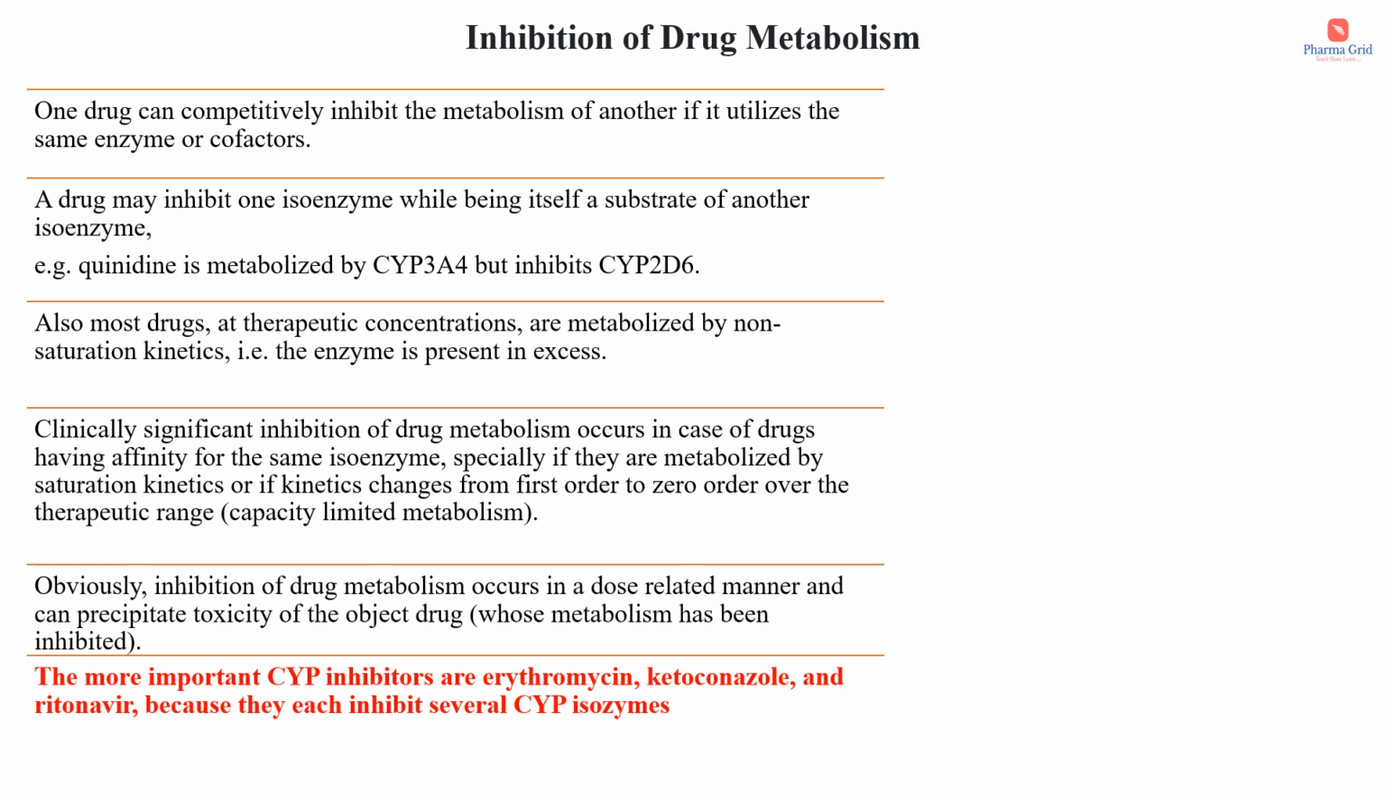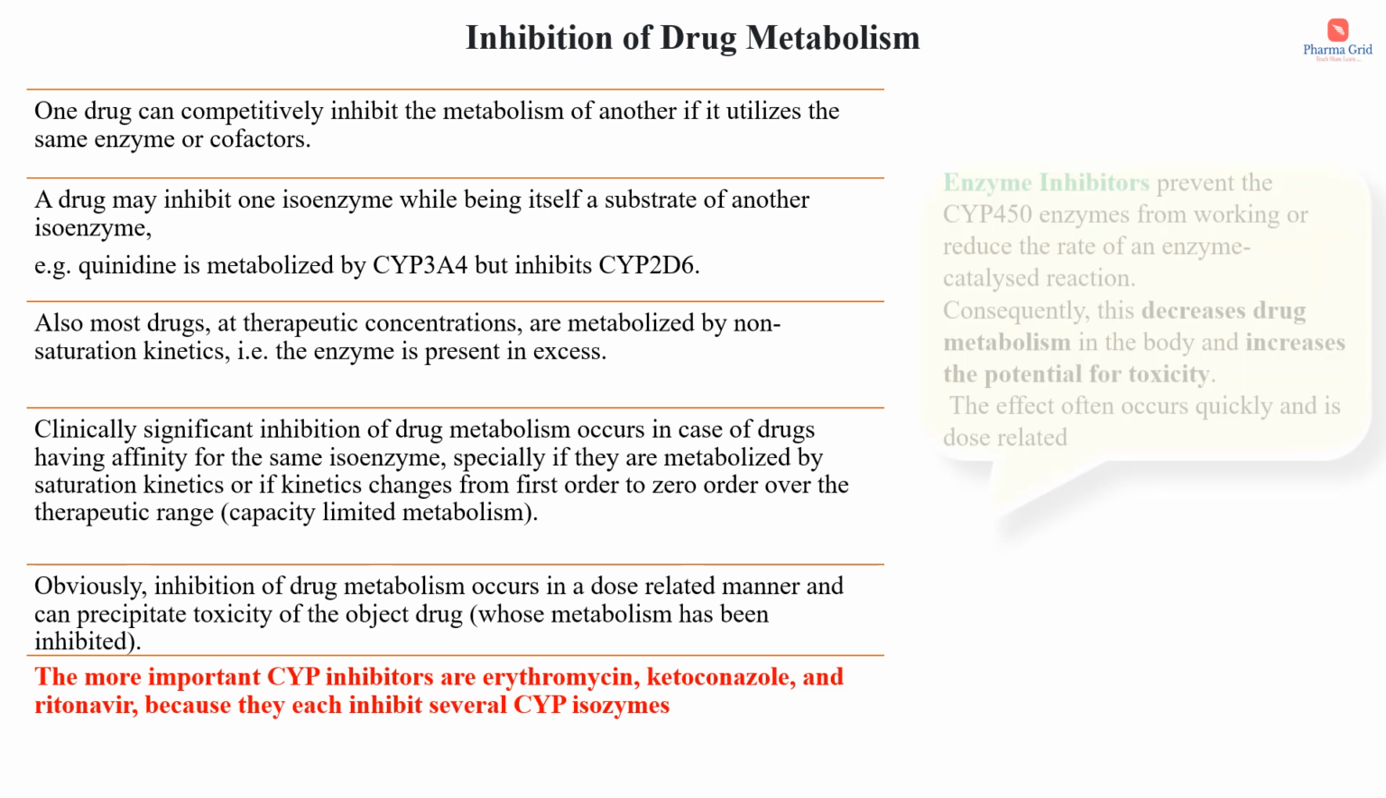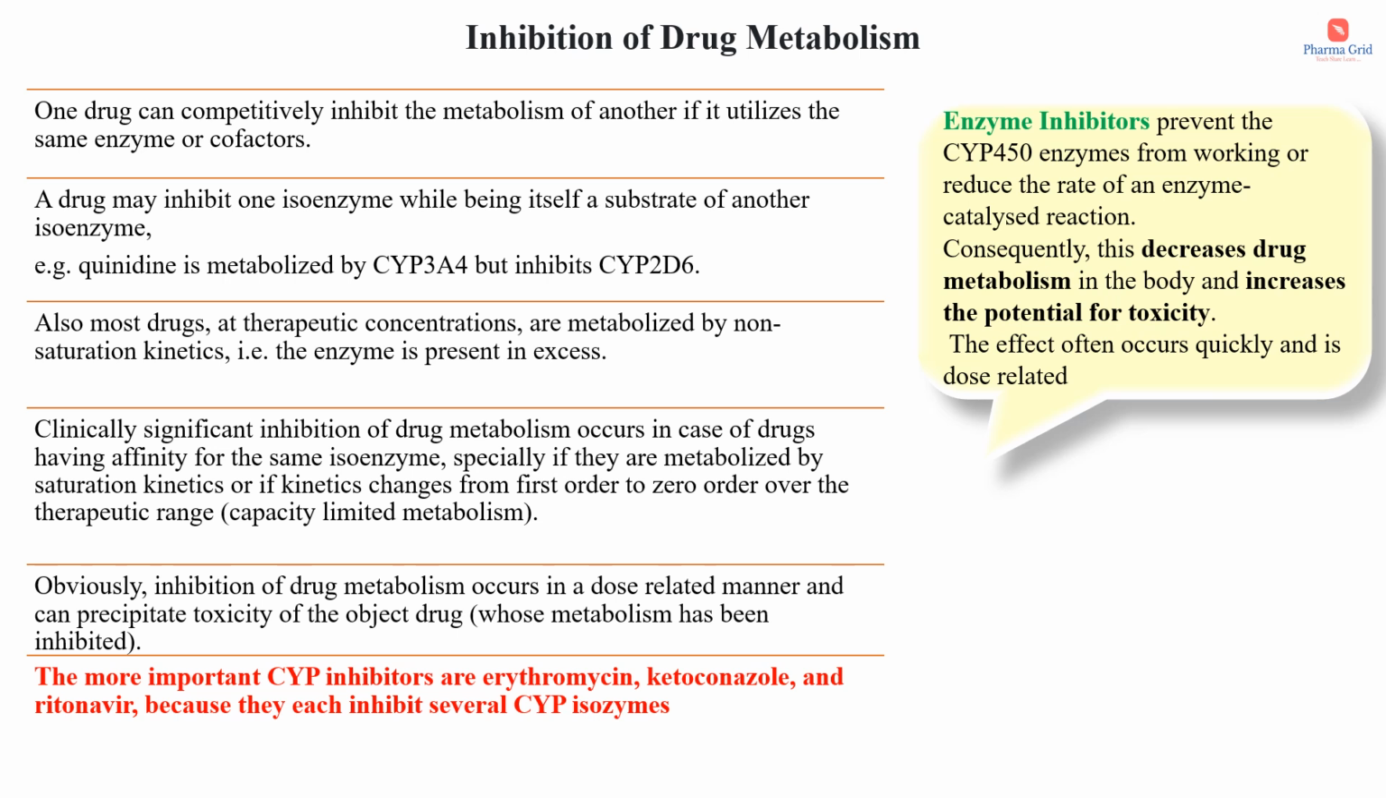The more important cytochrome P450 inhibitors are erythromycin, ketoconazole and ritonavir because they each inhibit several cytochrome isoenzymes. So in a nutshell, what is happening in this enzyme inhibition? Enzyme inhibitors prevent the cytochrome P450 enzymes from working or reduce the rate of an enzyme catalyzed reaction. So ultimately, what will happen? This decreases the metabolism of the drug in the body and increases the potential for toxicity. The effect often occurs quickly and is dose related. So enzyme inhibition will lead to toxicity of the parent drug.